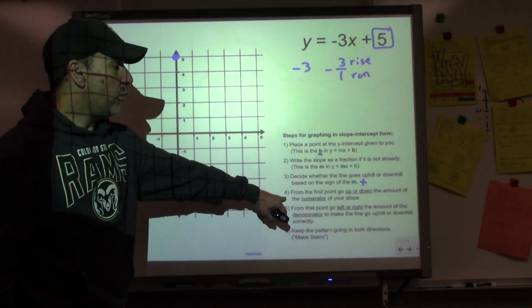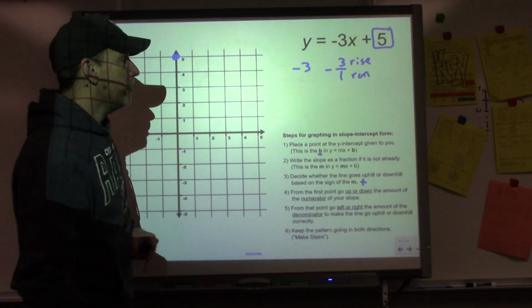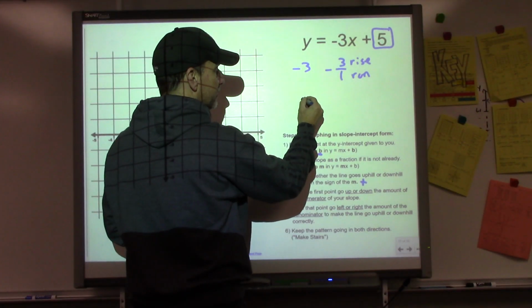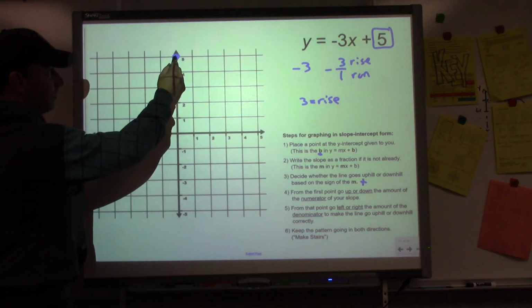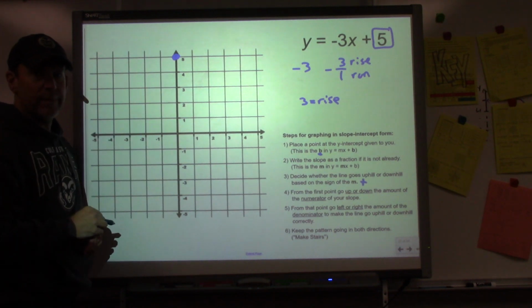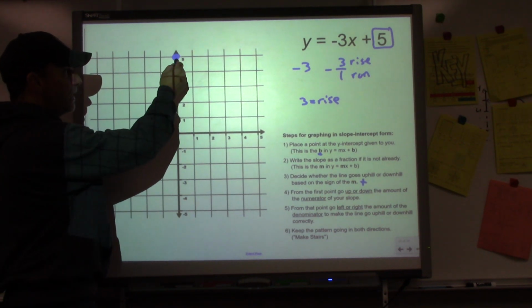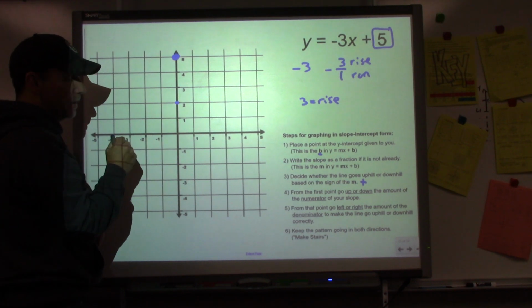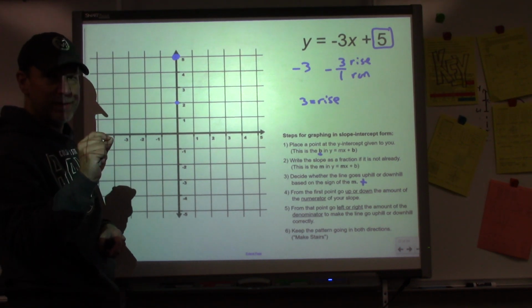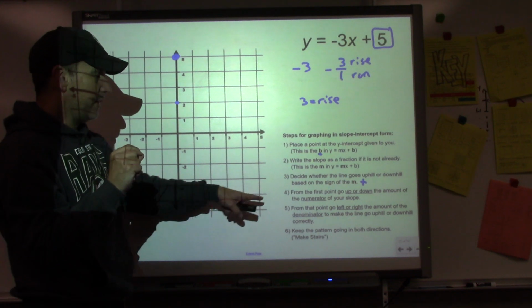Next, we're going to go up or down the amount of the numerator of the slope. So the numerator is 3, that's my rise. So I would like to be able to rise 3 from here, but I'm out of room on my graph. That's okay. I can go 1, 2, 3 down. That's just a planning dot. We're not actually going to place that dot there permanently. So I've gone down 3.